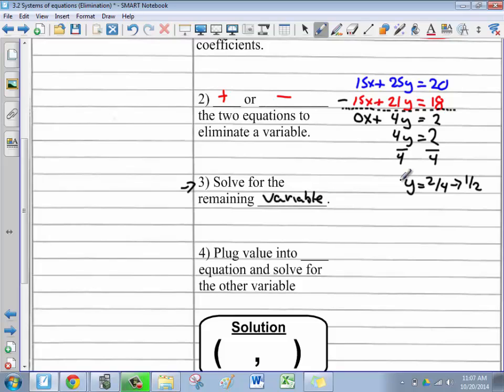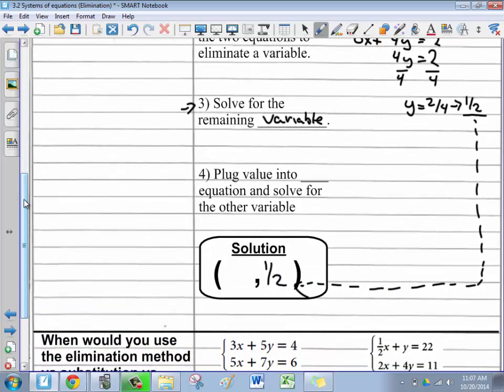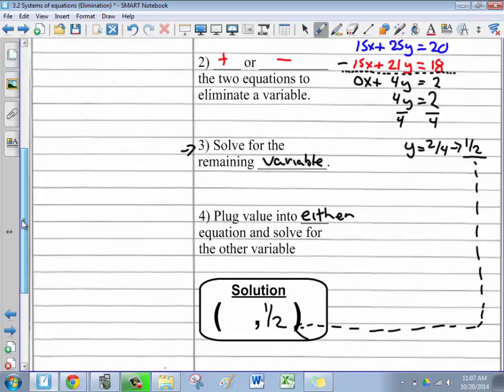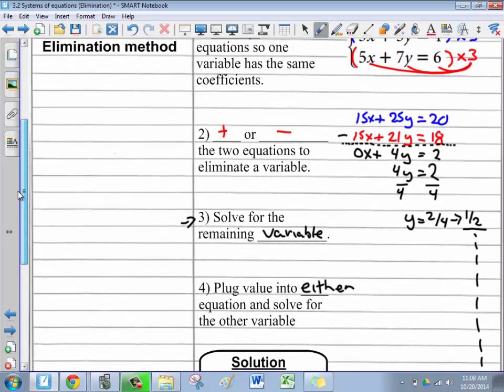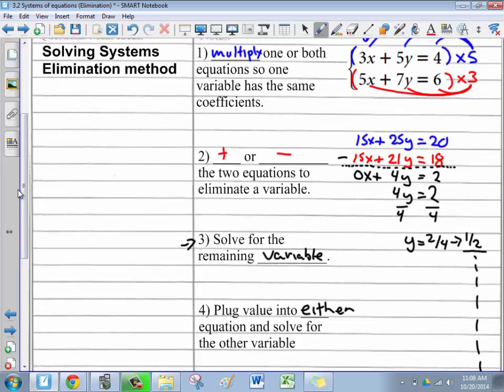So we know y is 1/2, and we just took that and plugged it in down here. Now that we have the 1/2 there, our next goal, step 4, is to plug the value into either equation and solve for the other variable. So now let's just do that. I like to plug it into one of the initial equations, just in case I made a mistake at the beginning.